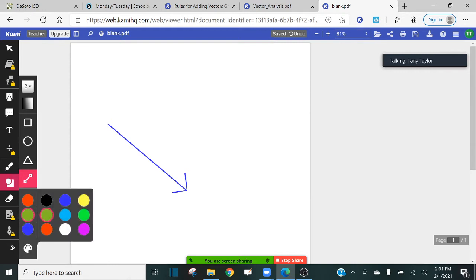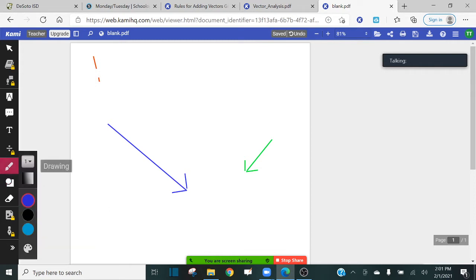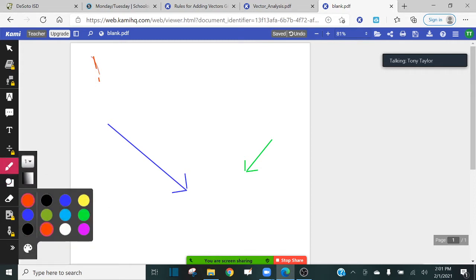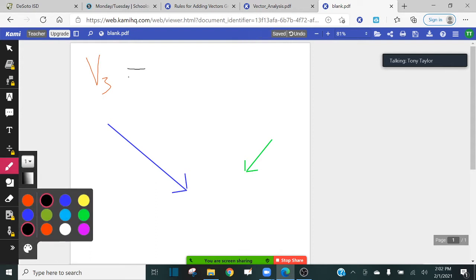Suppose I give you another arrow, green, an arrow that looks like this. And we're going to call that arrow v2. And I ask you to combine those arrows to get the vector v3. And v3 is a combination of vector 1 and vector 2. So when we add those two vectors, how do you think the resulting vector will look like?